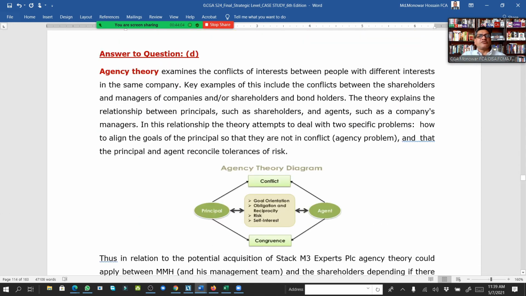And now agency theory examines the conflict of interest between people with different interests in the same company. A key example is the conflict between the shareholder and manager. So what is the agency? The manager is an agent. The manager wants more salary, more benefit. The owner is an agent. The owner wants more dividend. And employees in the same way are agents, they want more salary. Stakeholders, creditors are also agents, they want timely disbursement, timely payment of their money.